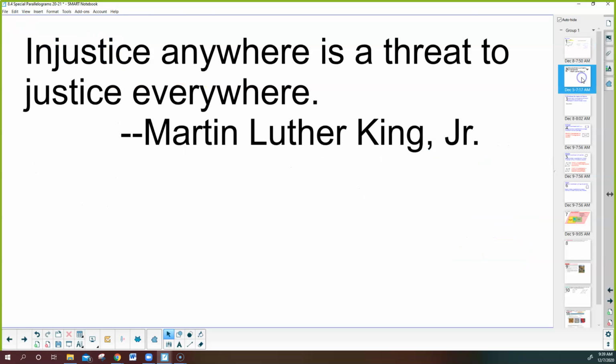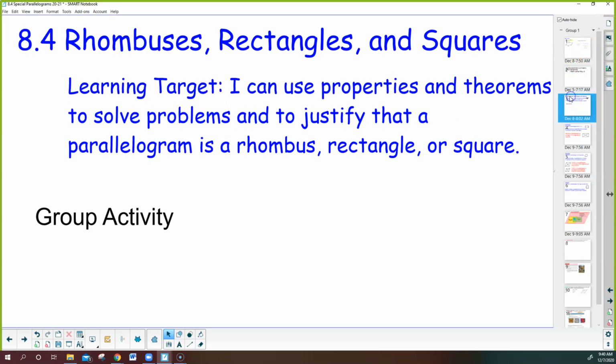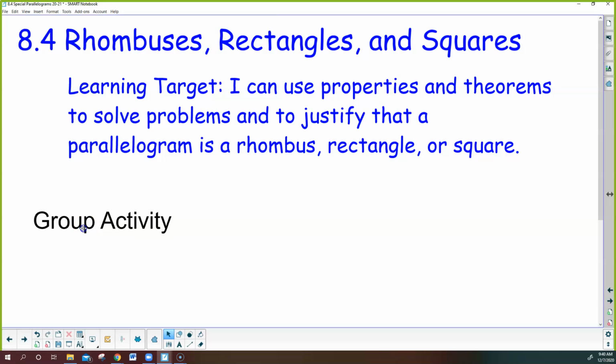Okay, here's what we got. Little quote for today. Injustice anywhere is a threat to justice everywhere, by Martin Luther King. We're going to start off with a little group activity, and I'm going to throw this in the chat as soon as I can clear my screen and find the link.